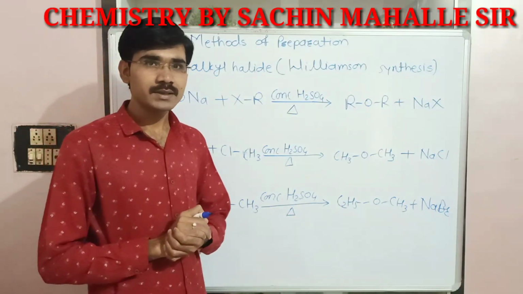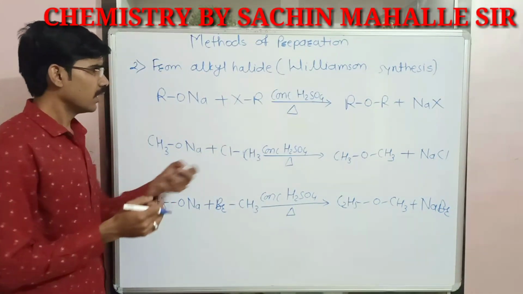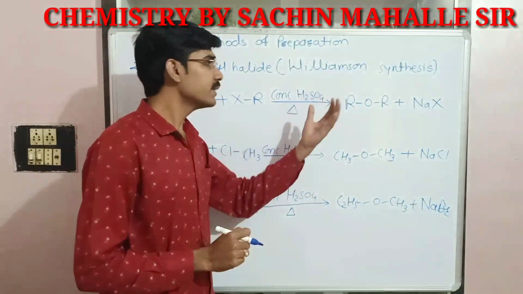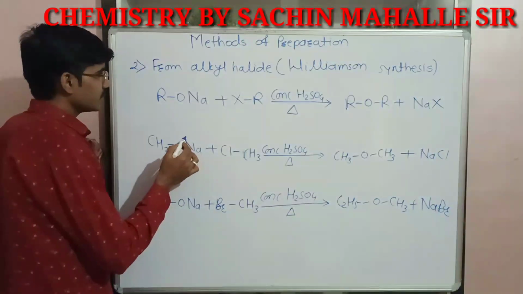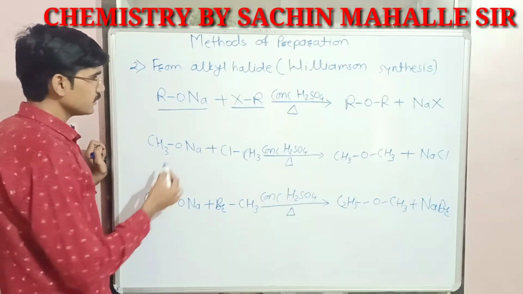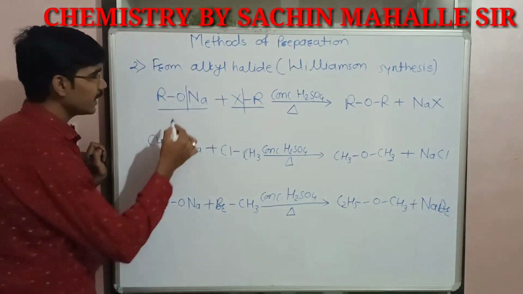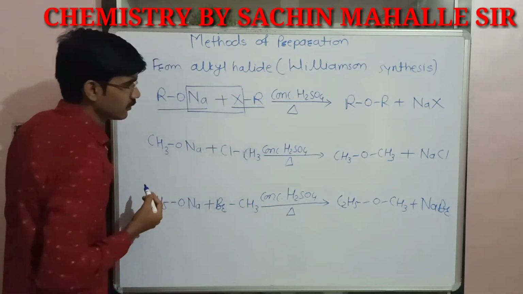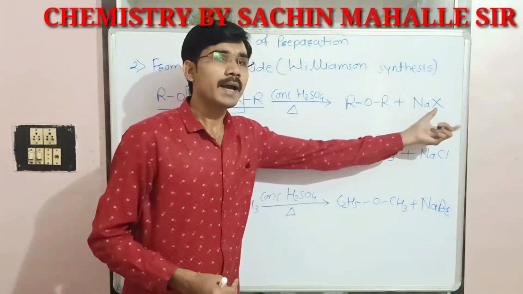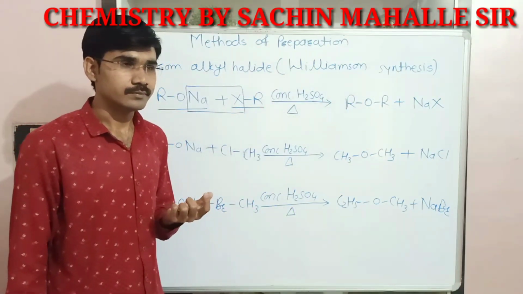Second preparation you have to see from alkyl halide. The reaction we called as Williamson synthesis. In that, sodium alkoxide reacts with alkyl halide, and we are getting ether. Na from sodium alkoxide and X from alkyl halide is removed, and the remaining groups join, we are getting ROR and NaX by heating the reaction with concentrated H2SO4.